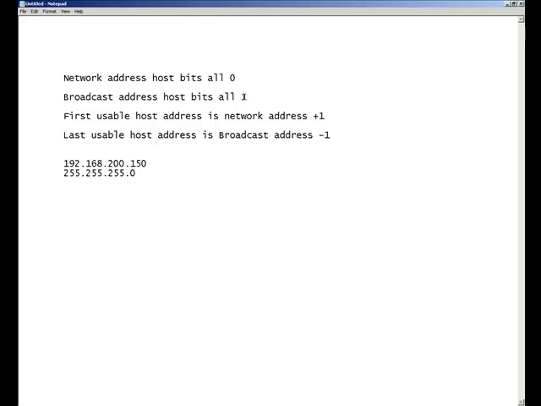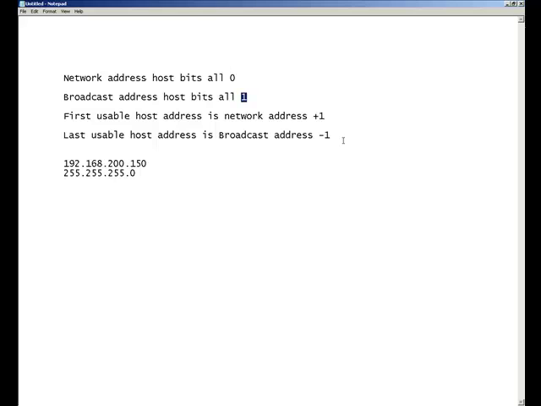The broadcast address is the address where the host bits are all 1. Notice that we're only concerned with host bits here to define the broadcast and the network address. The broadcast address is the address that sends the information to all of the computers on a particular network. The first usable host address is the network address, the one that's all zeros, plus 1. The last usable host address is the broadcast address, which is all ones, minus 1.